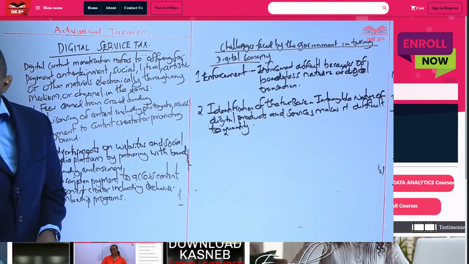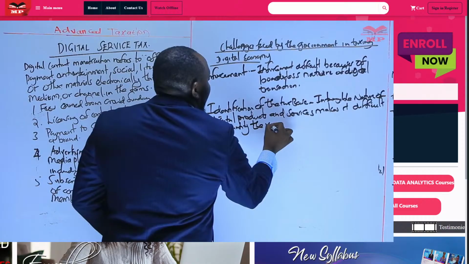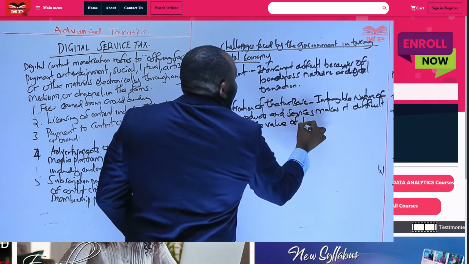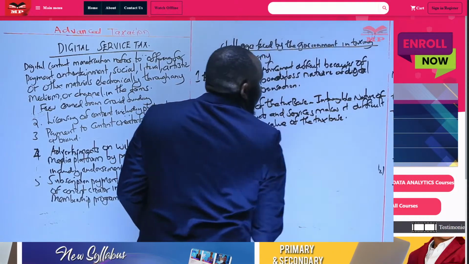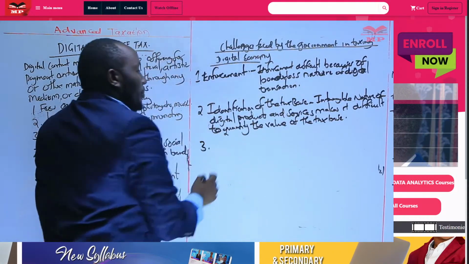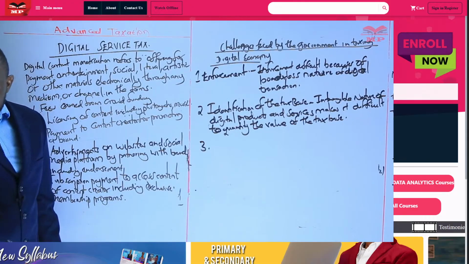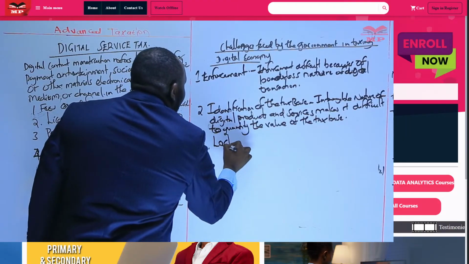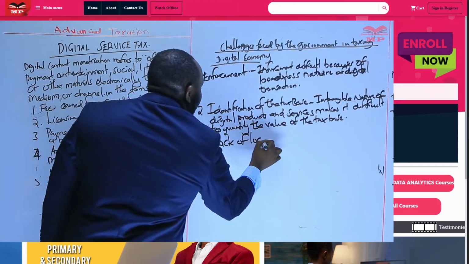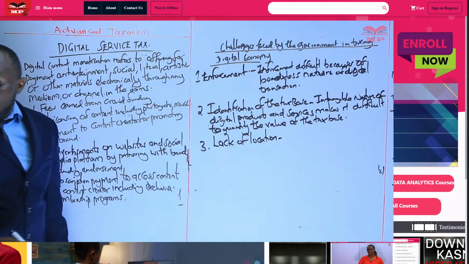It makes it very difficult to quantify the value of the tax base. And say lack of location. Lack of what we call location.